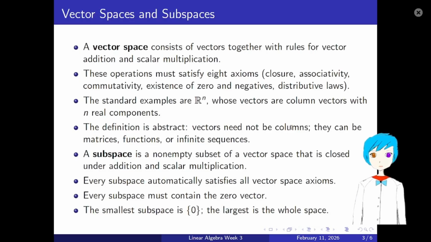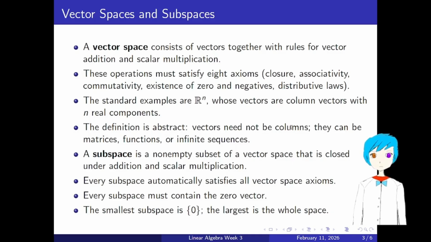Then we introduce vector spaces and subspaces. A vector space consists of vectors together with rules for vector addition and scalar multiplication. Those operations must satisfy the 8 axioms: closure, associativity, commutativity, existence of zero and negatives, and distributive laws. The standard examples are R^n, whose vectors are column vectors with real components. We can also consider complex components. The definition is abstract because vectors need not be columns. They can be matrices, functions, or infinite sequences, or essentially anything.